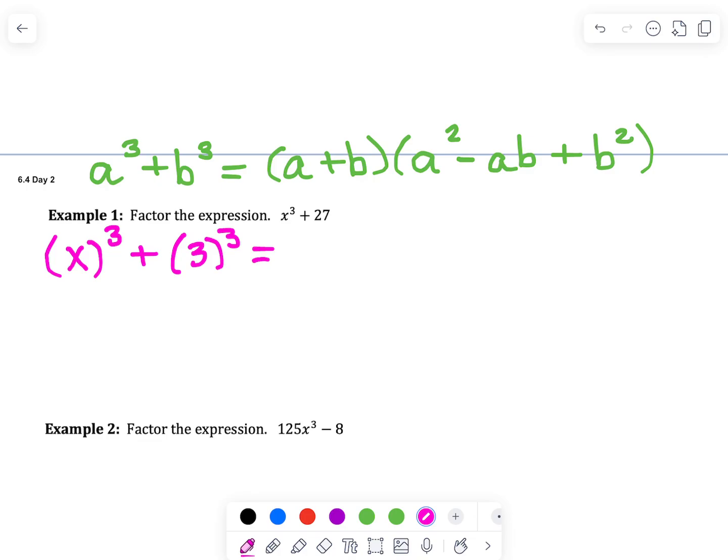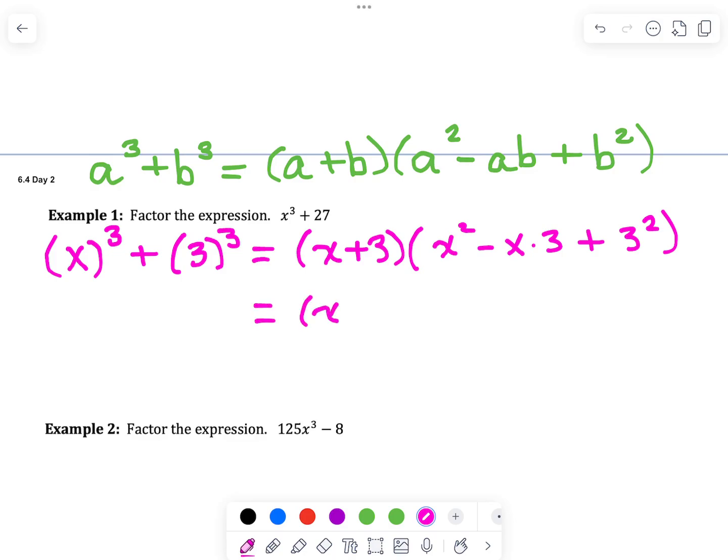So a plus b will be x plus 3. In the second parentheses will be x squared minus x times 3 plus 3 squared. And then you always need to simplify that second parentheses. So x plus 3 is the first parentheses, and then x squared. Negative x times 3 is negative 3x, and then 3 times 3 is 9.